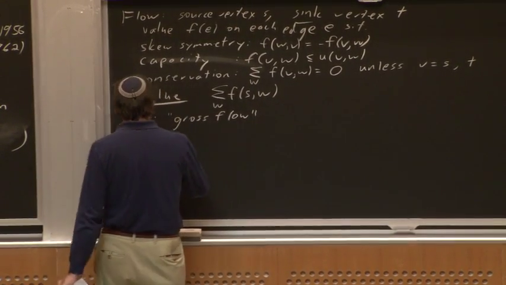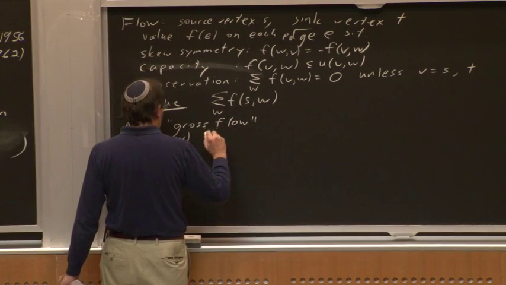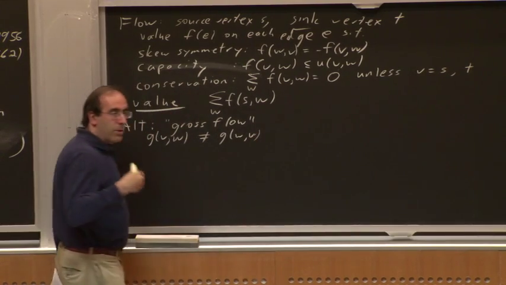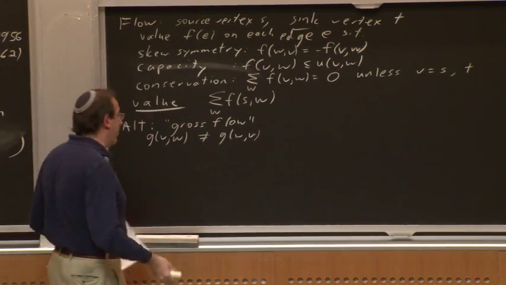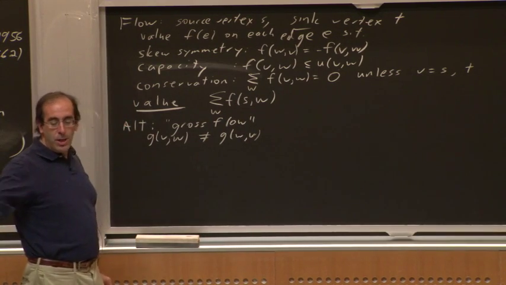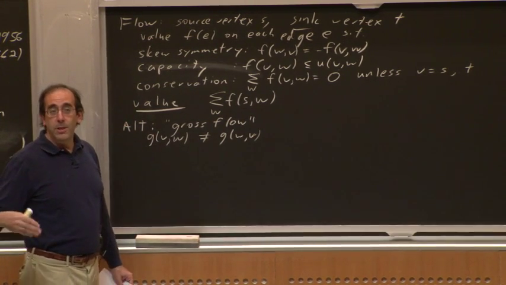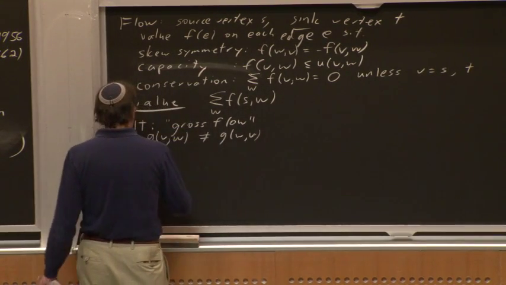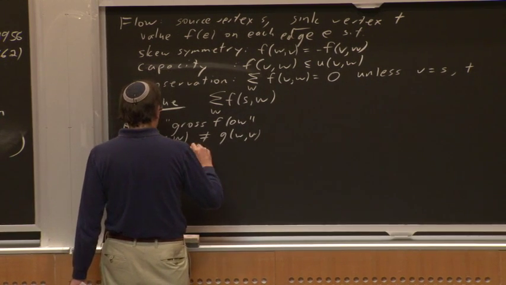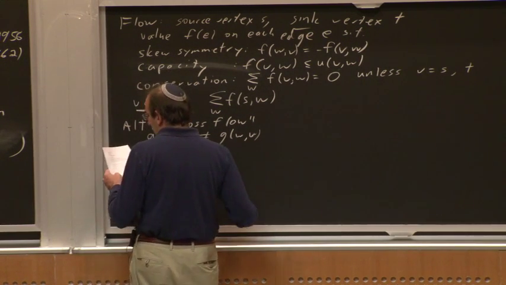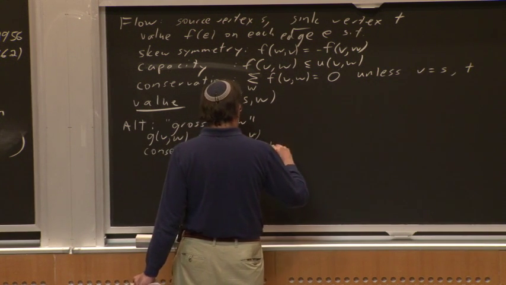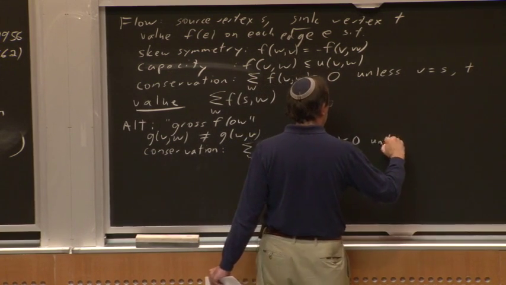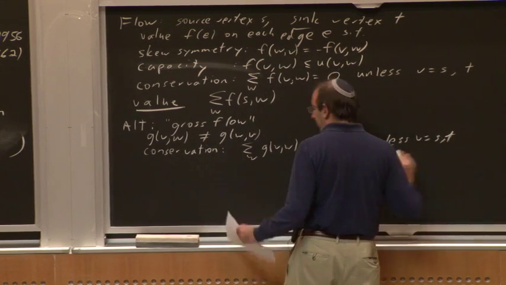So you can define a G of VW, which is not necessarily equal to G of WV. Instead, it measures flow only when there is positive flow. So in the usual case, you would have G of VW be positive and G of WV equal to 0, representing that there's stuff flowing from V to W and not from W to V. And then you have to change your definitions a little bit, right? For conservation, now what you say is that the sum over W of G of VW minus G of WV should be equal to 0 unless V is S or T.